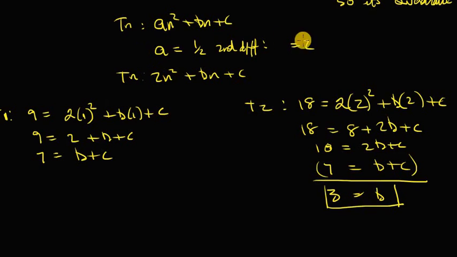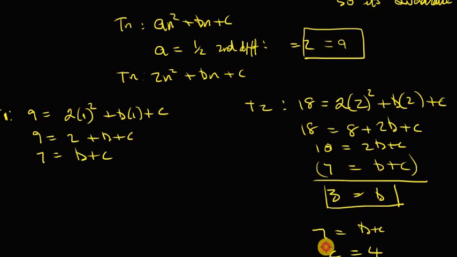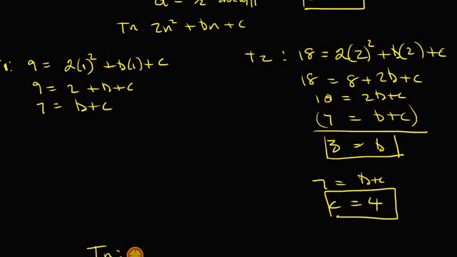We've got a is equal to 2, and we've got b is equal to 3. And that means if you look at this one here, 7 is equal to b plus c, that means c is equal to 4. So our t of n is going to be 2n squared plus bn, which is 3n, and then c is equal to plus 4. So 2n squared plus 3n plus 4 is our t of n. Okay, I hope that helped.